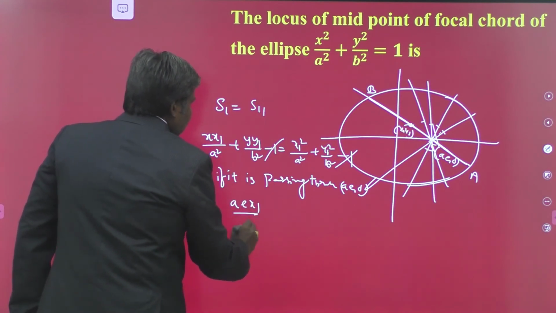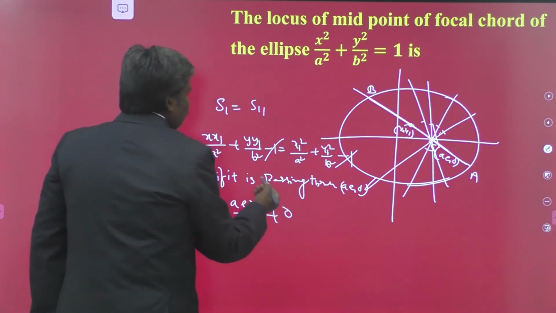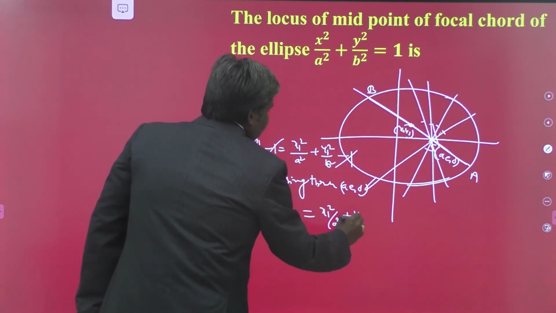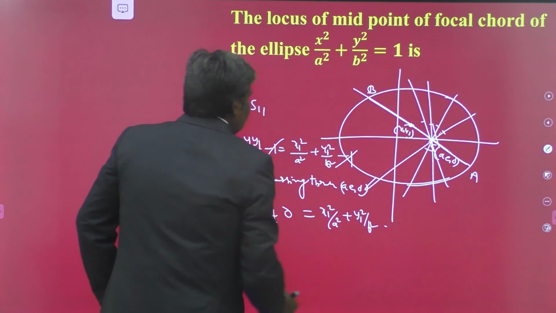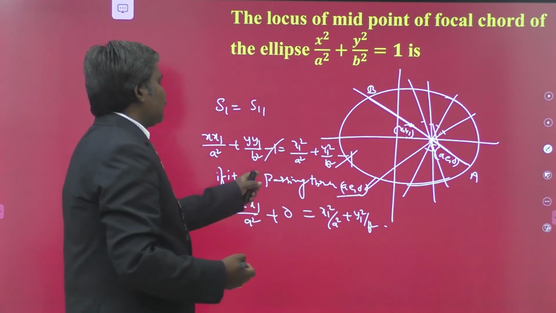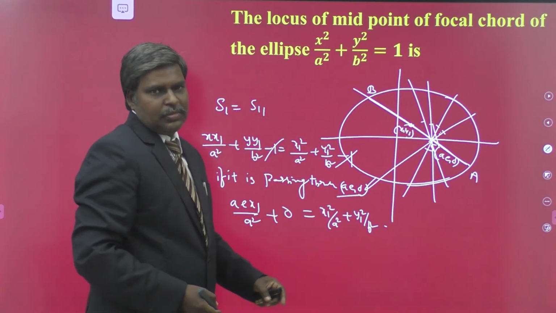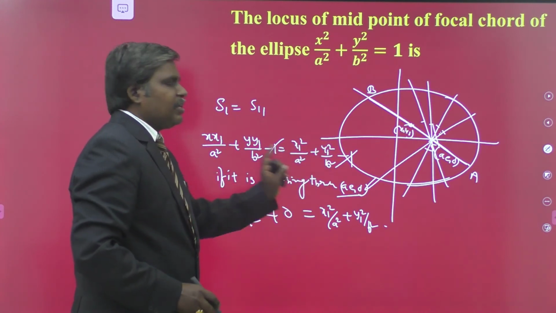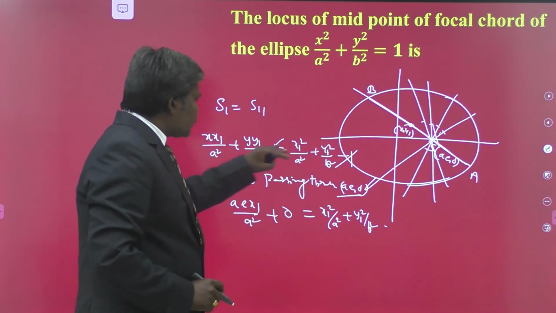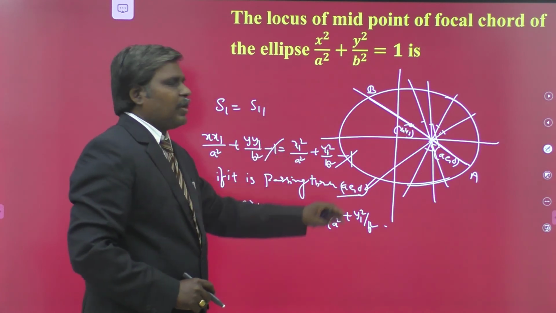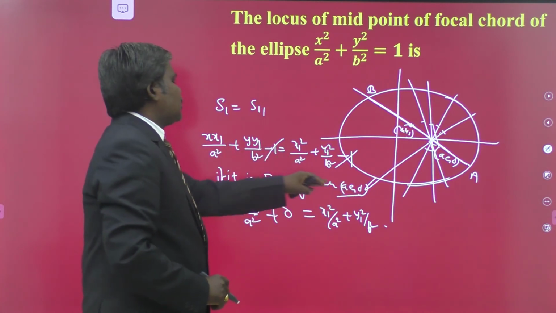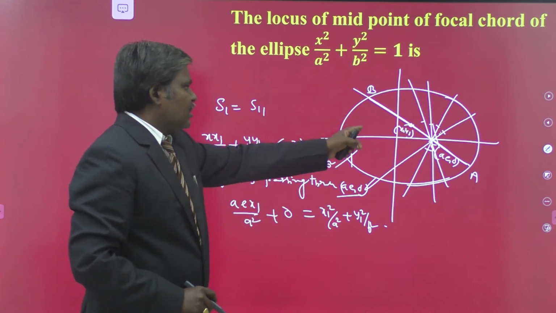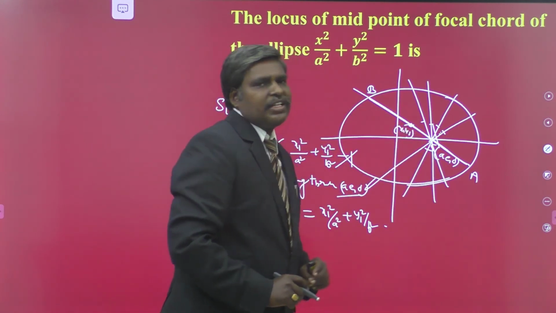ae x1 by a square plus 0 equals x1 square by a square plus y1 square by b square. Since it is passing through that point, that means that point satisfies the equation. Some students substitute x1 as ae and y1 as 0, that is wrong. The line passes through that point, so the variable x, y satisfies (ae, 0). (x1, y1) is your fixed point. Your line is fixed, your (x1, y1) is fixed.